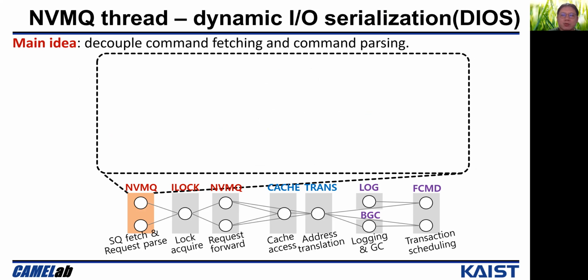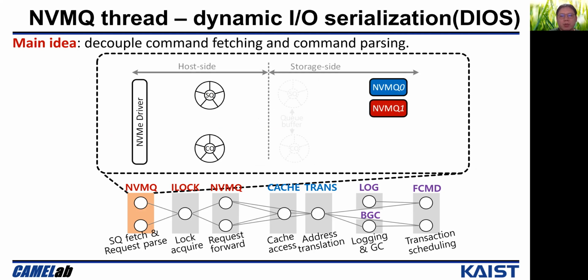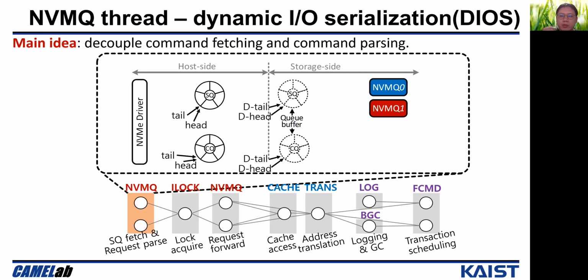Our main idea is to decouple the command function and the command parsing. We call it dynamic IO serialization. Specifically, we allocate local queue buffers on the storage side, which are identical to the NVMe submission queue and the completion queue. We also allocate two pointers, dtail and dhead, for each queue buffer. The entries between the dtail and the dhead store the commands which need to be processed. Next, I will show how these commands work.